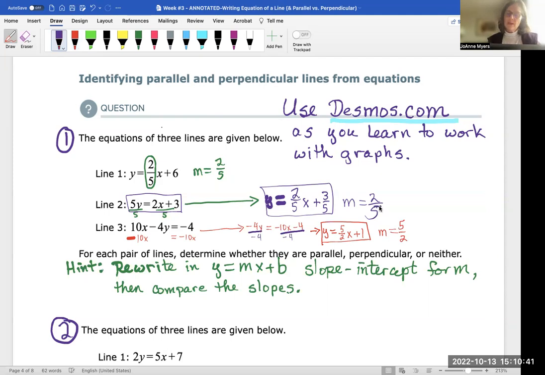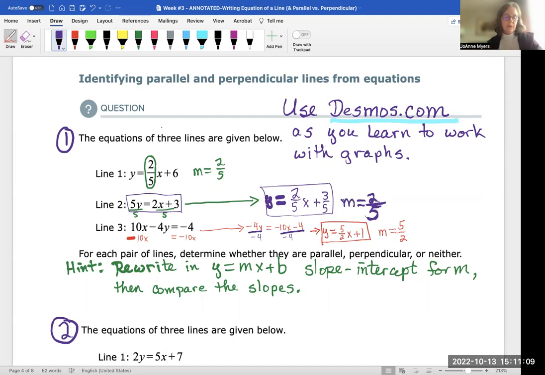So given this information, I can tell that line number 1 and line number 2 are parallel. And line number 3 is not perpendicular. Line number 3 is the reciprocal. 5/2 and 2/5 are reciprocals, but they're not negative reciprocals, meaning one's a positive, one's a negative.